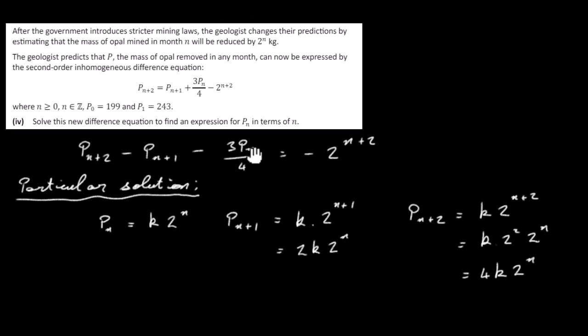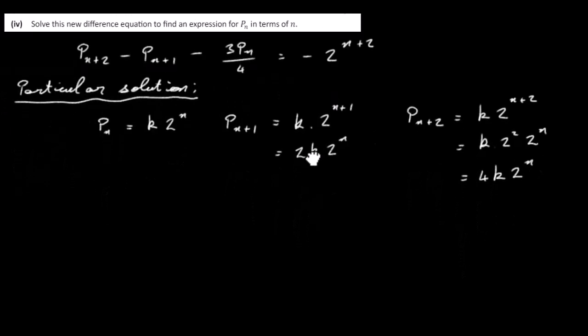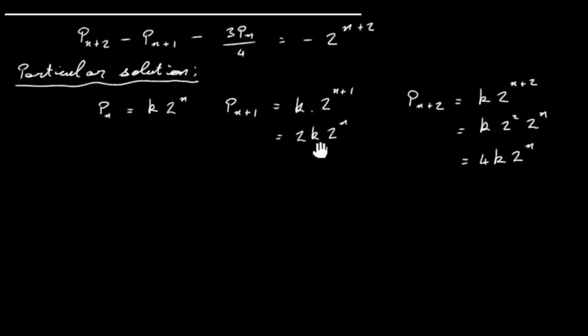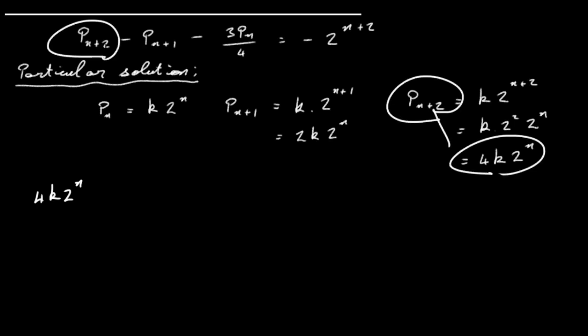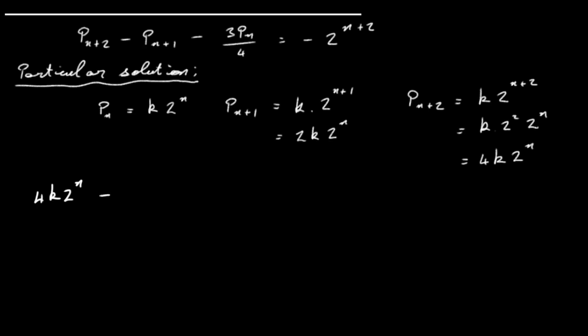Okay, so we have our Pn plus 1, and our Pn plus 2. So let's put those in here. So our particular solution then will be 4k 2 to the power of n. That's this one here, that's here, and that's here. So that's minus this one here, which is Pn plus 1. So that's minus 2k 2 to the power of n, then minus 3 over 4 Pn, which is this one here, that's k 2 to the power of n. All of that is equal to minus 2 to the power of n plus 2.